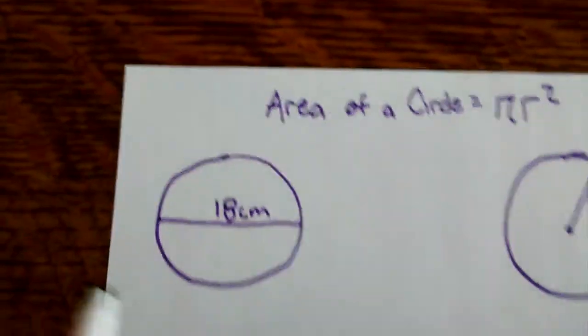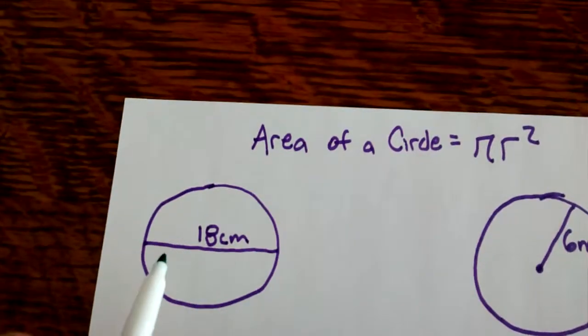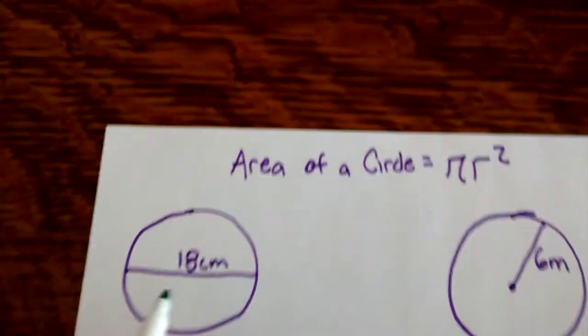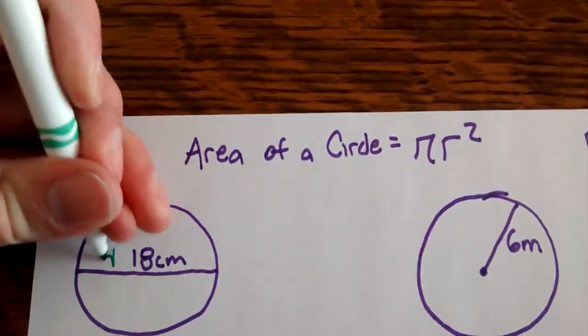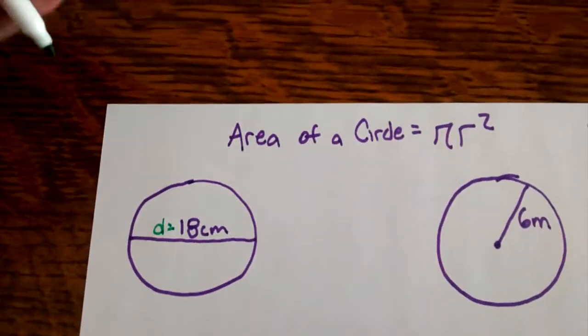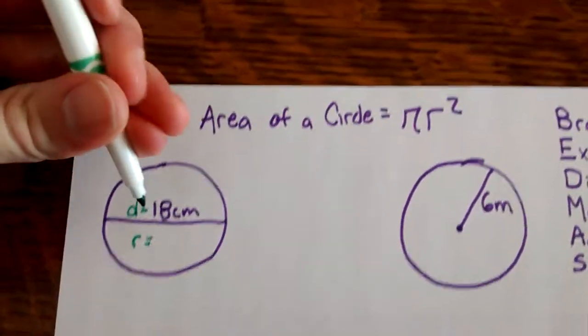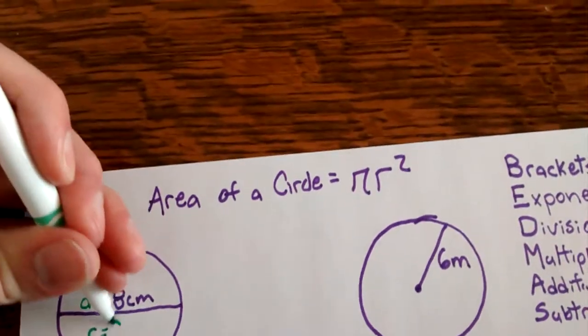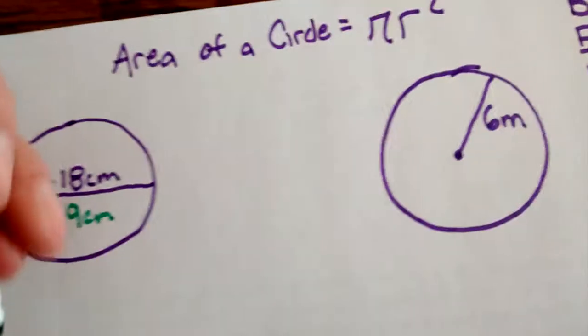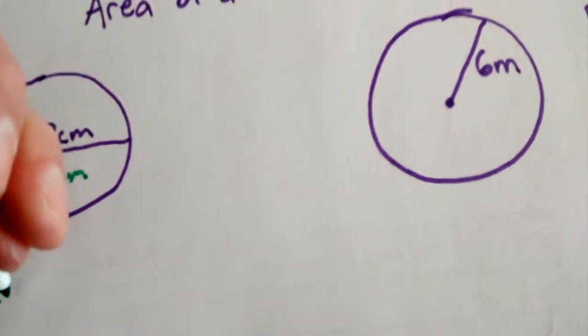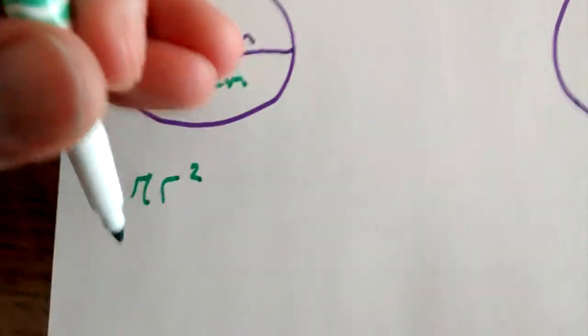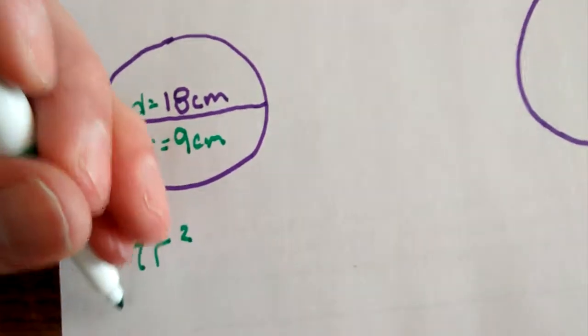So look at this first example. We've got 18 centimeters. And already I recognize that that line goes right across, so I've been given the diameter. So what I need to find is the radius. And the radius is always half the diameter. So 18 divided by 2 equals 9 centimeters. So I'll be using 9 for my answer. So first I'll write the formula down, pi r squared. And then I'm going to plug in 9 for r.